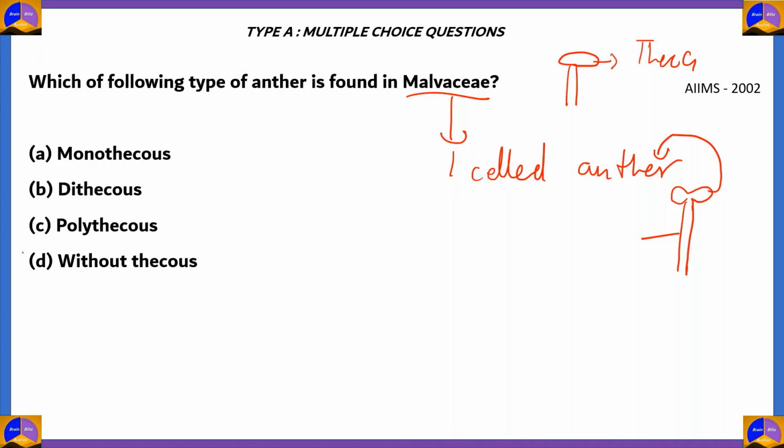Option D, without thecus, is incorrect because then it would not be fertile. The filament is not fertile, only the anther has the male gametes. Option C, polythecus, is also incorrect. There's only one cell. Option B, dithecus, is also incorrect. Option A, monothecus, is the right answer.